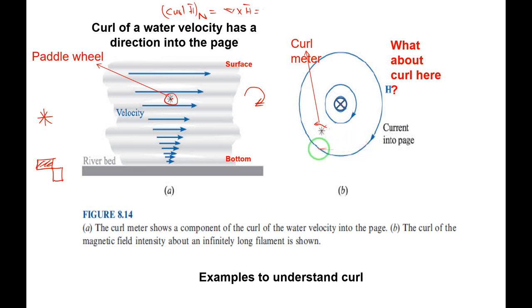But the magnetic field intensity experienced by these lines, they will try to move in this direction, right? It will try to move in anti-clockwise direction. These blades will try to move in clockwise direction. The net rotational motion will be zero. The curl will be zero here because it will not at all rotate.